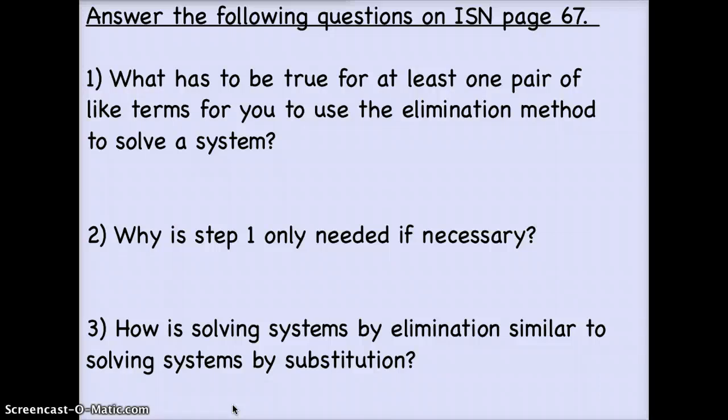And finally, question 3, how is solving systems by elimination similar to solving systems by substitution? So what are you doing in both methods? What is the same about them? So answer these 3 questions on page 67. We will review them on Monday, and then we will do some practice.